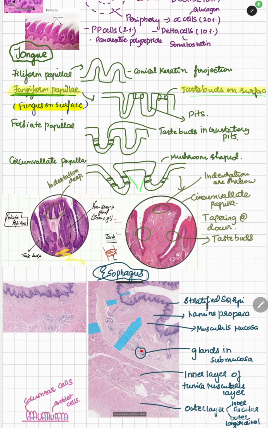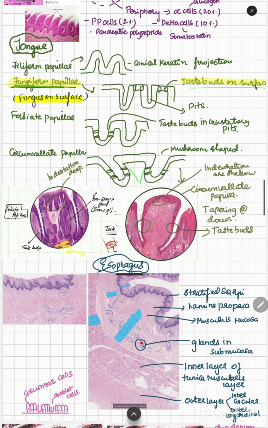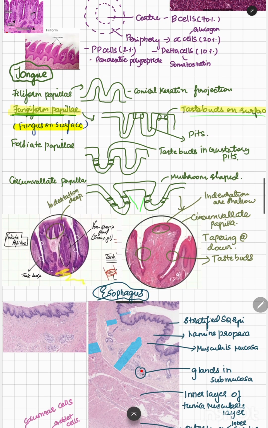So this is the tongue. The tongue is lined by stratified squamous epithelium, just like the tonsil, because it is a part of the oropharynx, right? But the dorsal surface of the tongue has different types of papillae. So broadly, there are 4 types of papillae which are found.